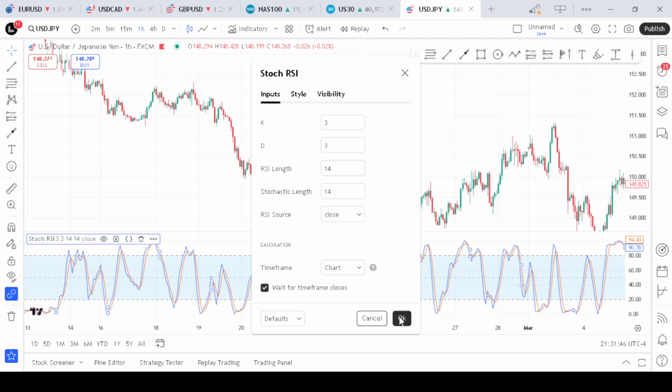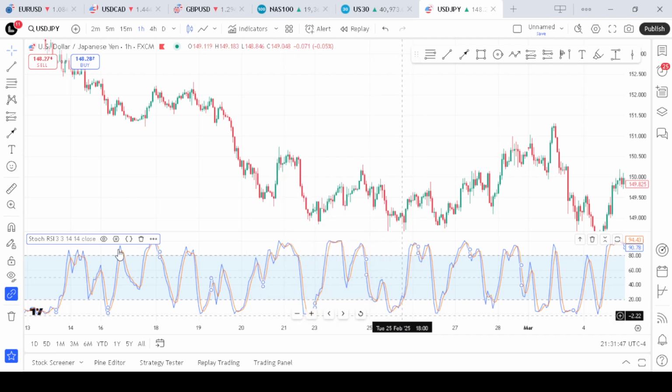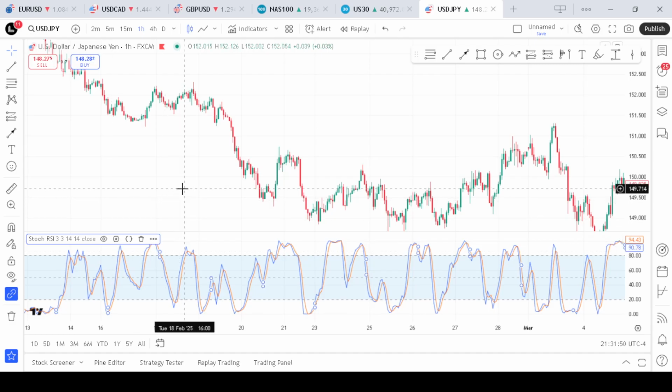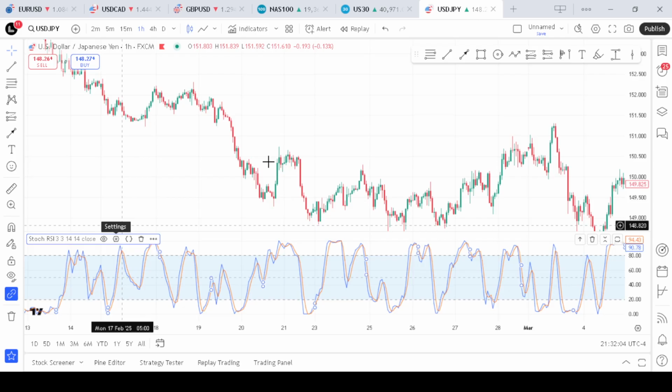These are the standard settings. These settings work well for time frames of 15 minutes and above. But if you are trading on a smaller time frame, you would have to consider changing your stochastic length to 8. You have to change the length to 8 if you are using a smaller time frame.